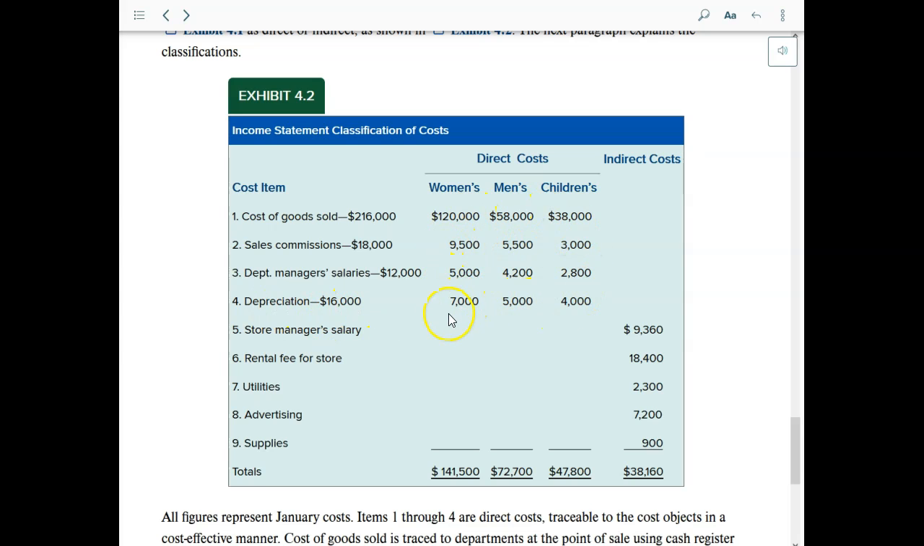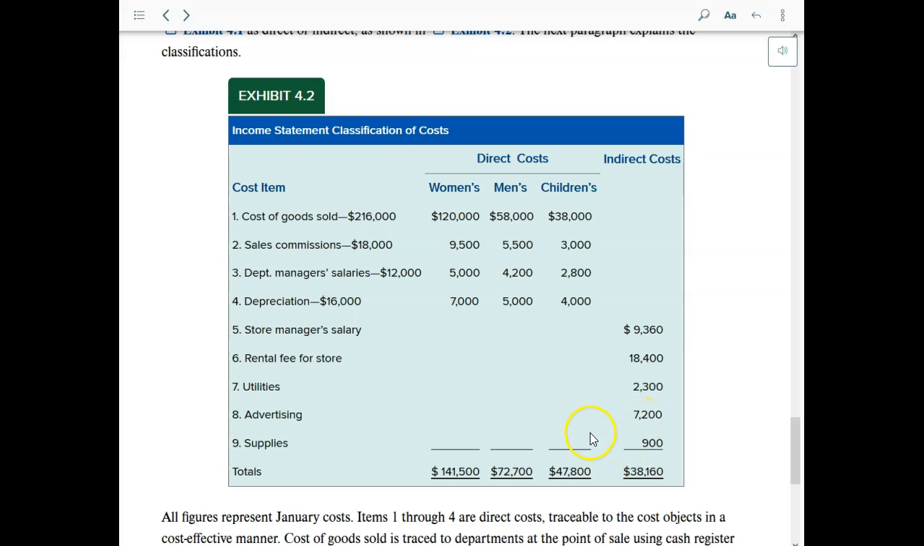Depreciation will be on the displays and so forth they have in each of their departments. So these are the direct costs, easy to allocate, easy to assign. So we've handled this. Now, we need to allocate these indirect costs.